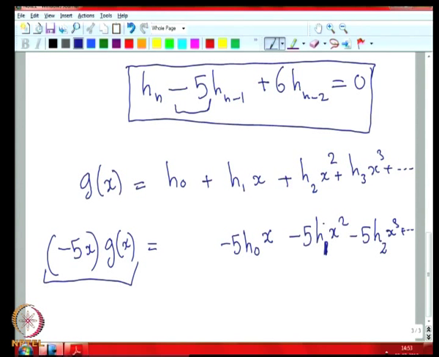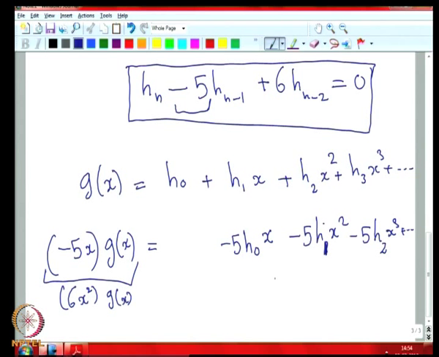Next we multiply g of x by 6x square. There won't be any constant term in the resulting expression, and no term with x to the first power either. No power of x lower than 2 will be there. So it will start with x square onwards.